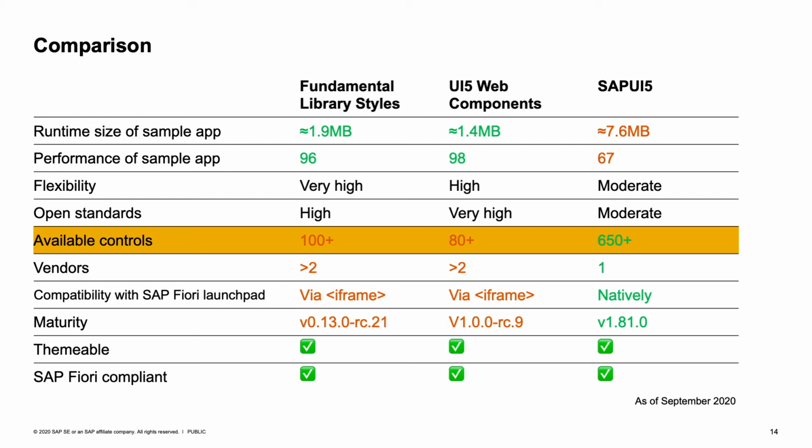When we look at the available controls, I would say a clear winner is SAP UI5 with over 650 controls, whereas the other frameworks provide about 80 controls, so only the basic ones such as lists, buttons, dialogues, etc.